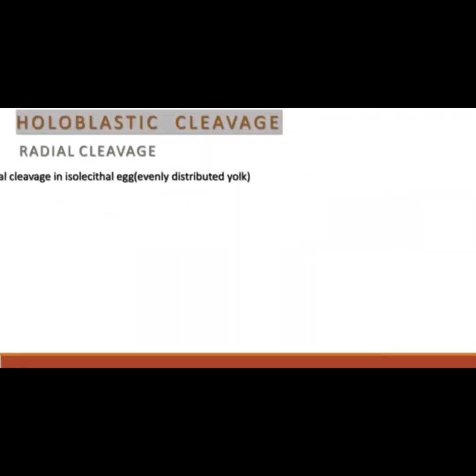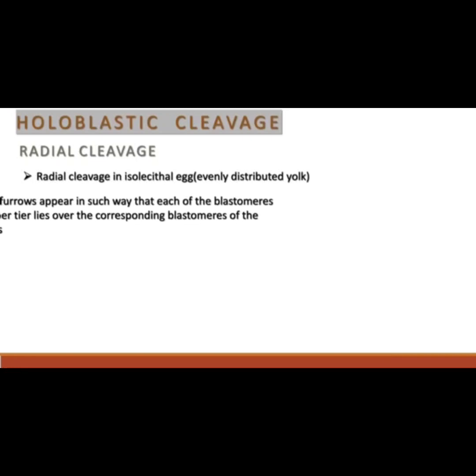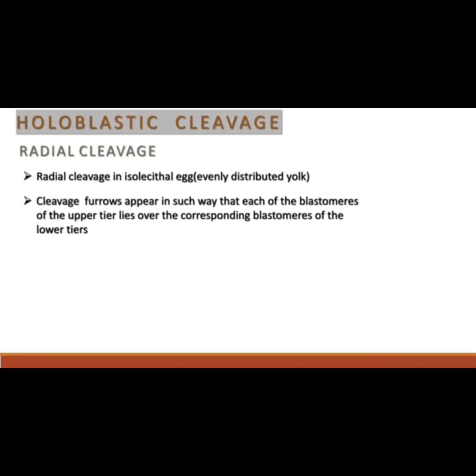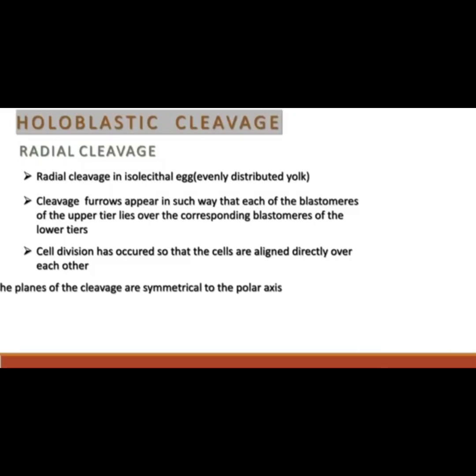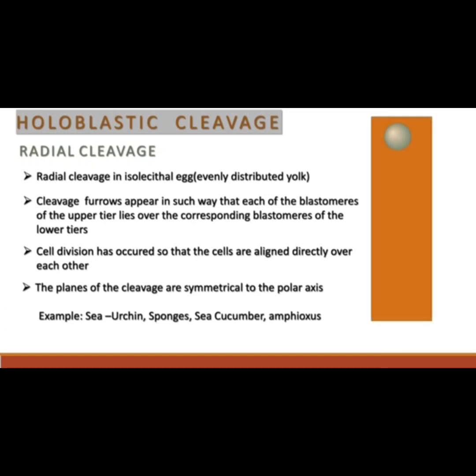Holoblastic cleavage. Radial cleavage. Radial cleavage occurs in isolecithal egg, that is, egg with evenly distributed yolk. The cleavage furrow appears in such a way that each of the blastomeres of the upper tier lies over the lower tier. The cell division takes place so that the cells are aligned directly over each other. The planes of the cleavage are symmetrical to the polar axis. Example, sea urchin, sponges, sea cucumber, and Amphioxus.